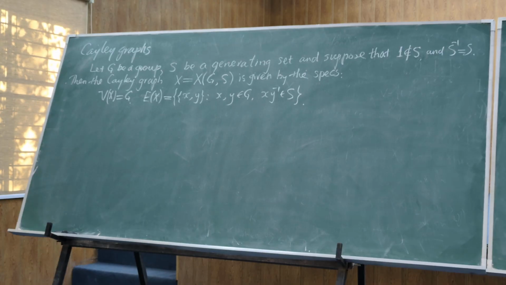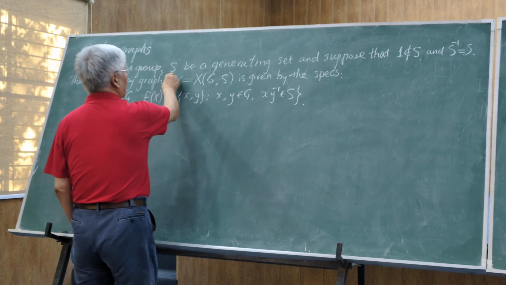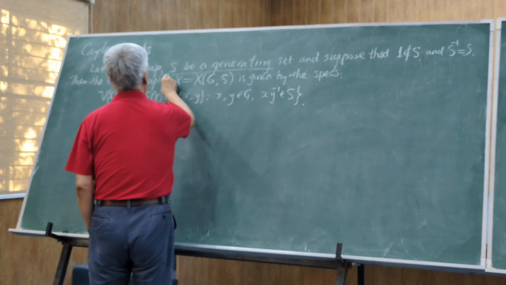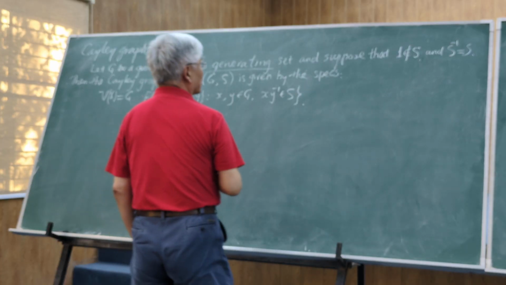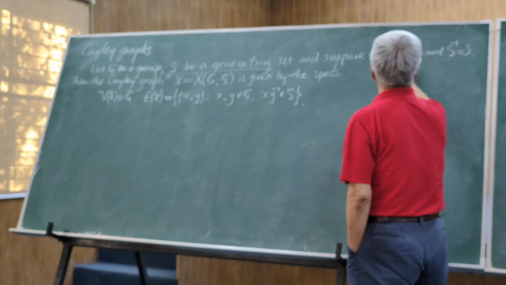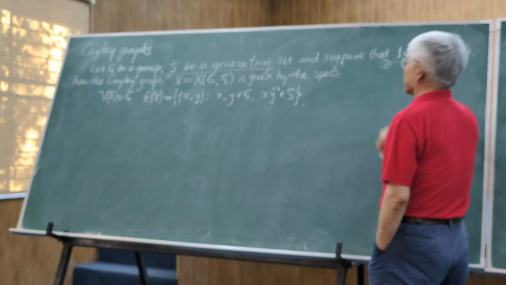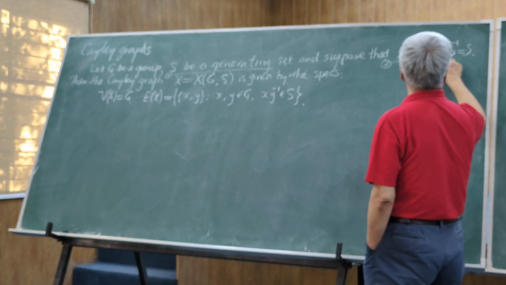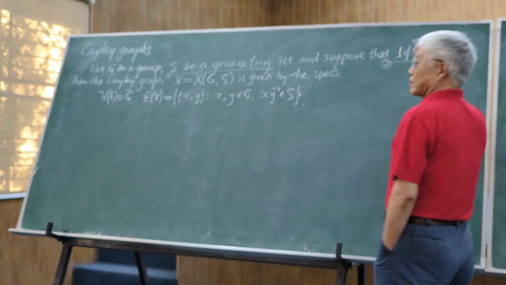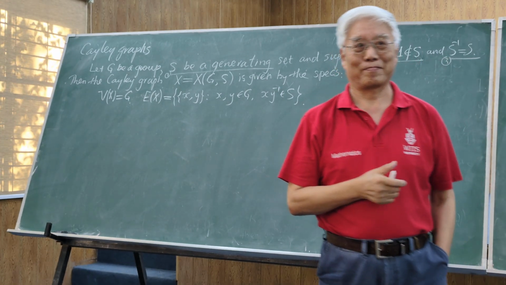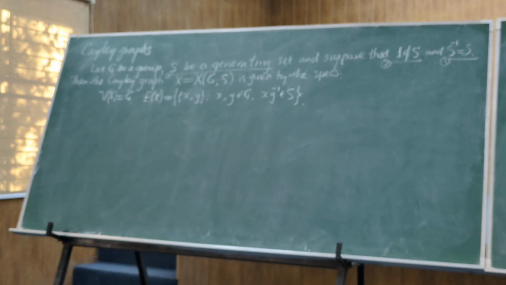Why do we need to assume that S is a generating set, number one? Why are we supposing two conditions? The identity element is not in it, and it is inverse closed. You need to answer me. We didn't include the identity to avoid loops. Yes, to avoid loops.